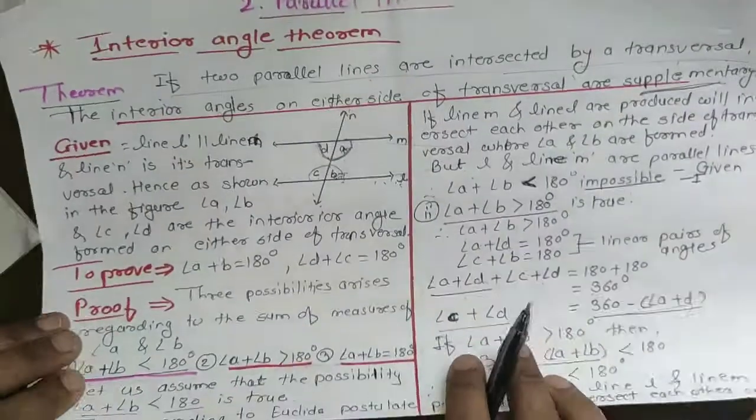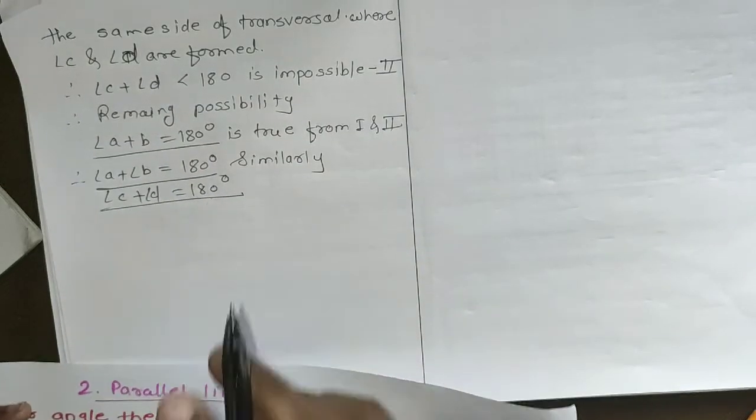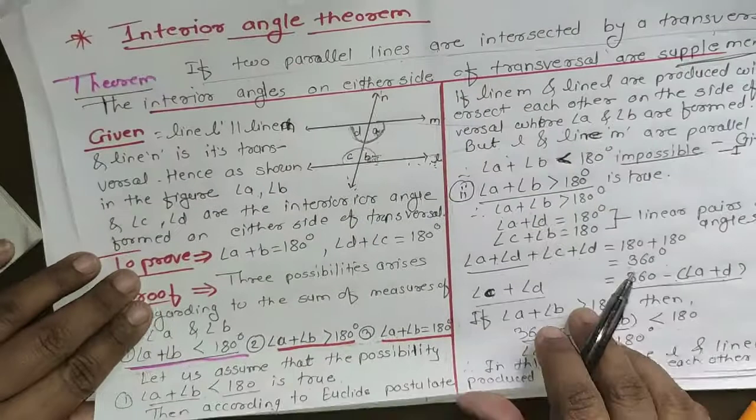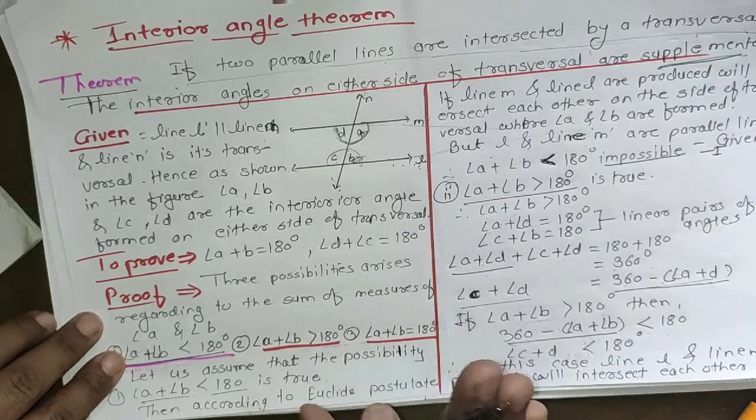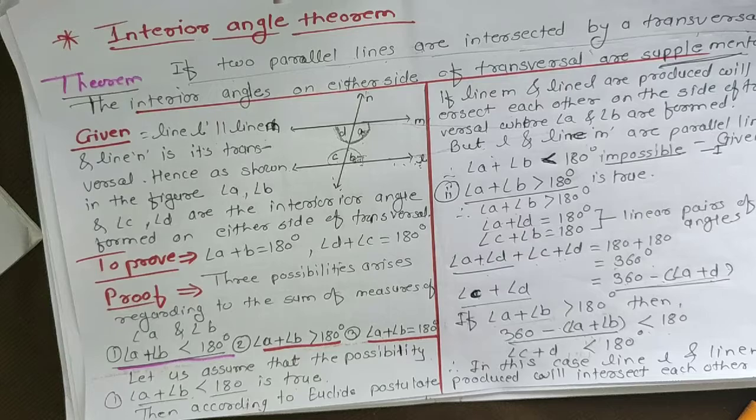In this way we have to show that A plus B is equal to 180 and C plus D is equal to 180. So all of you note down this theorem, and it is a big one, so today we will stop here only. Tomorrow we will see the corresponding angles and alternate angles theorem. Okay, thank you.